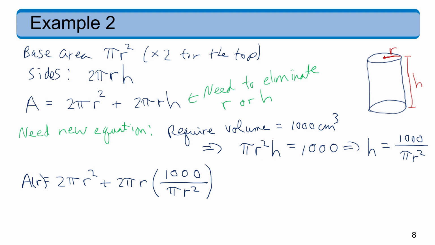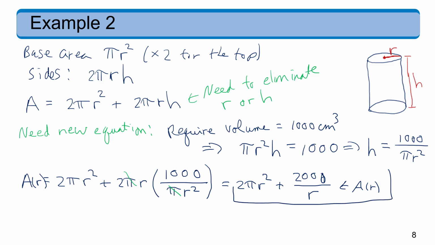So let's simplify this a little bit. Keep the first term, 2 pi r squared, and on the second term, notice that the pi's will cancel, and then one factor of the r will cancel. So we're left with 2 times 1,000 in the numerator, so that's 2,000. And then the denominator, one of those r's canceled, right? So it's just r in the denominator.